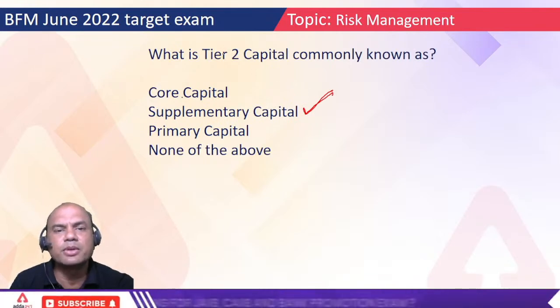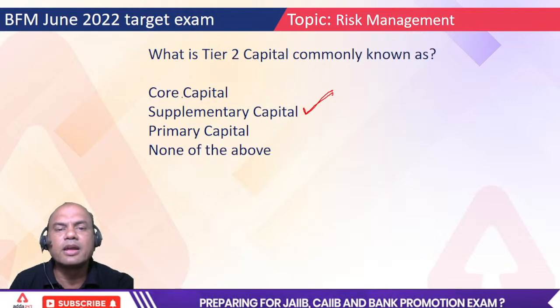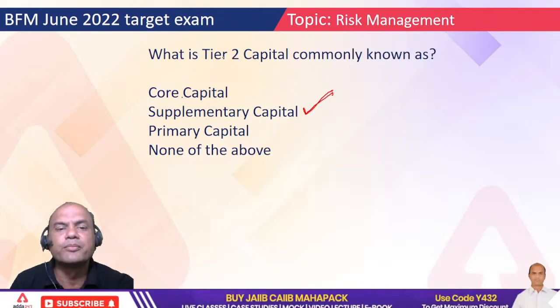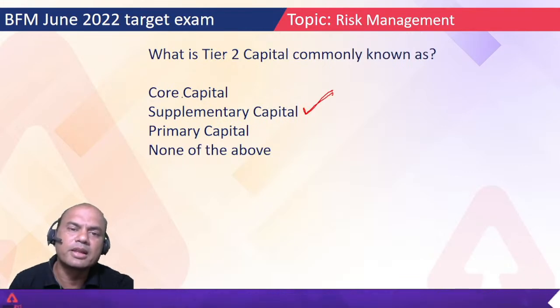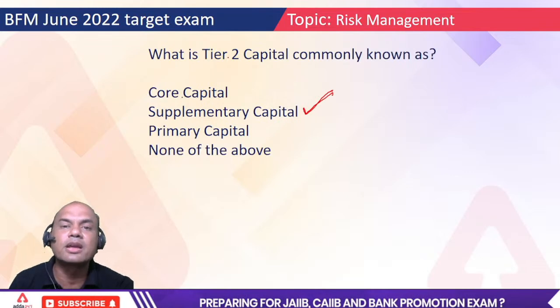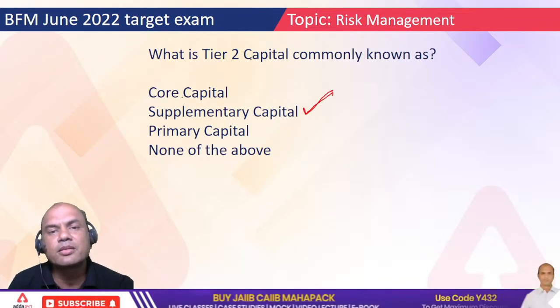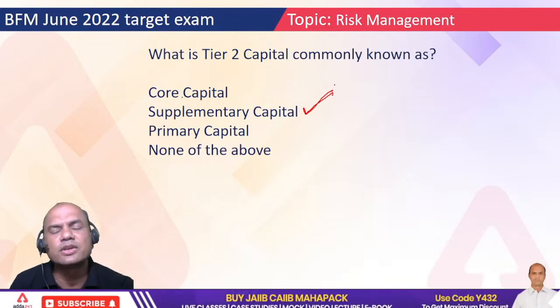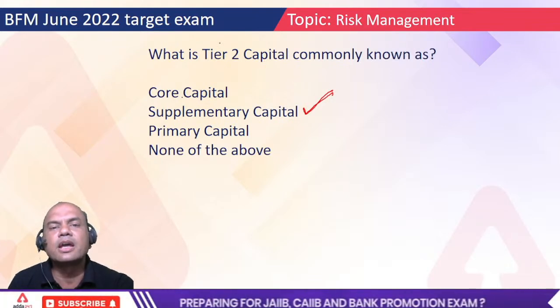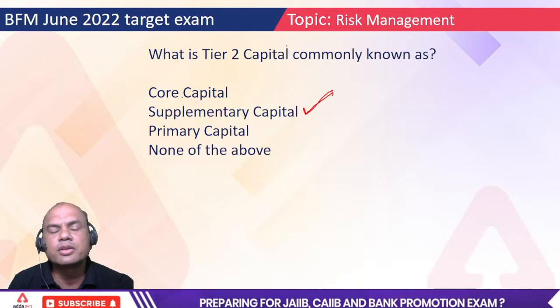Even tier 1 has many names. Core capital, headline capital, that is bottom line capital. Tier 2 is supplementary. Tier 1 core capital is also known as primary capital, free capital. Tier 2 is secondary capital, paid capital. I'm giving the bifurcation, so you can use any names. Logic is simple. Tier 1 is free capital, tier 2 is paid capital.